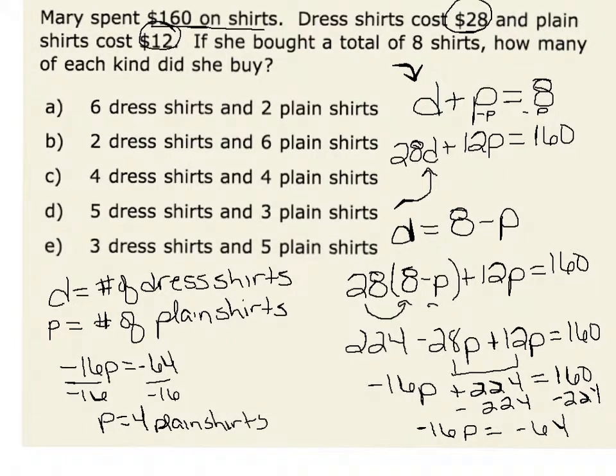To find the number of dress shirts, I know that Mary bought a total of 8 shirts. So if 4 of them were plain shirts, it means 4 of them were dress shirts. So Mary also bought 4 dress shirts.